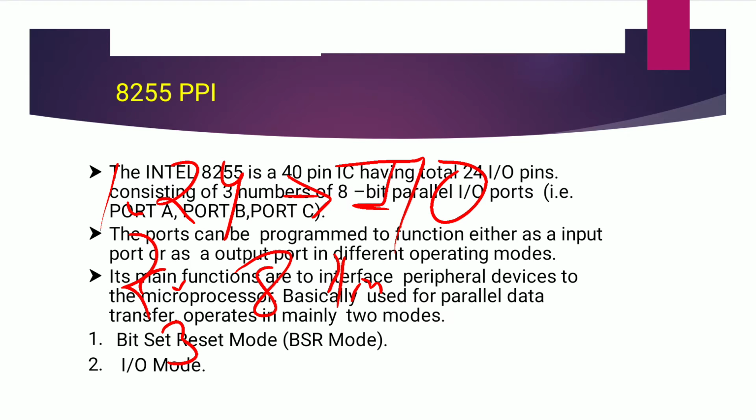There are 3 modes of operation performed by 8255. They are mode 0, mode 1, mode 2. Basically it has 2 modes, bit set reset mode or I/O mode. In I/O mode, there are another 3 modes, that is mode 0, mode 1 and mode 2.